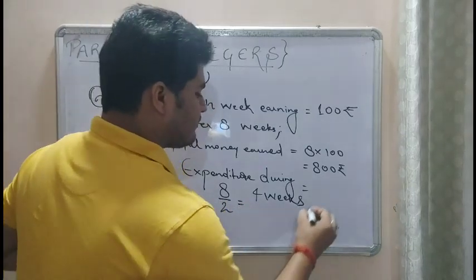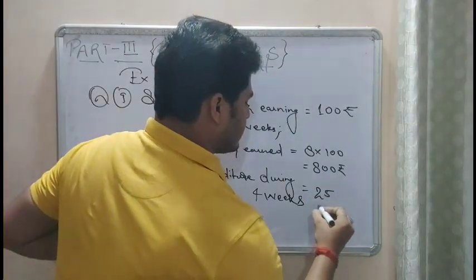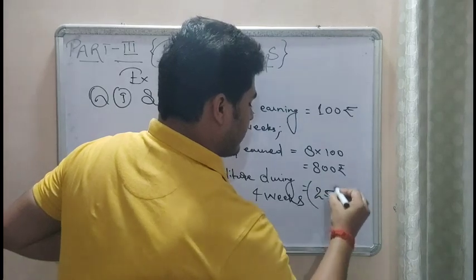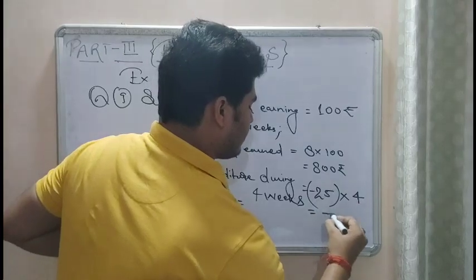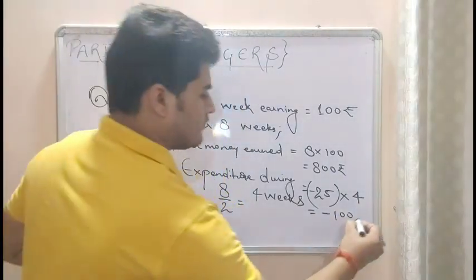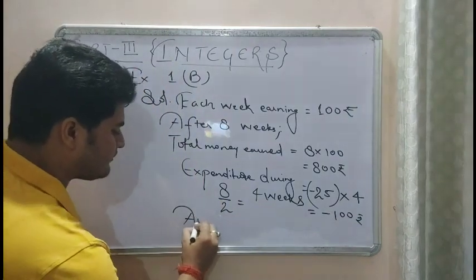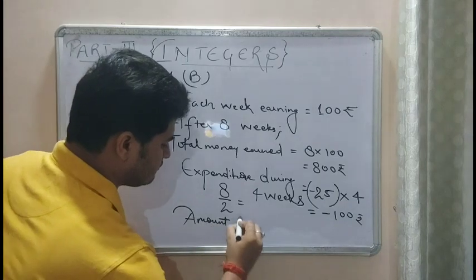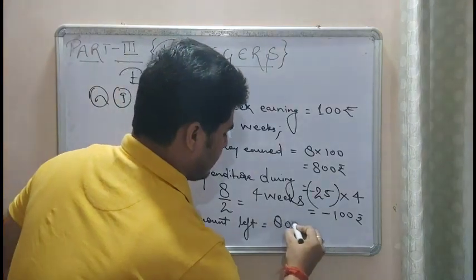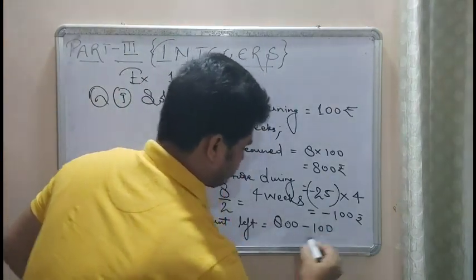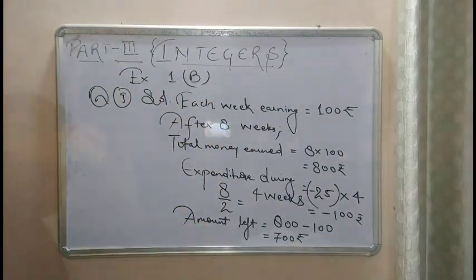So in 4 weeks the expenditure will be, so you are spending how much? You are spending 25 rupees. So it will be counted as negative, and 4 times, so minus 100 rupees. So the amount left, or you can say you're saving, is 800 minus 100, that is 700 rupees left with you.